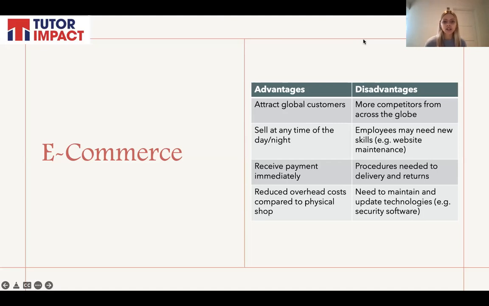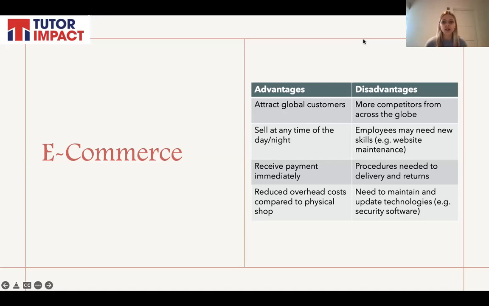And the final advantage is that you have reduced overhead costs compared to a physical shop. So you don't have that rent requirement of a website. Obviously, you have to pay for things like the domain if you do have a website, but you don't have that physical rent aspect, which is obviously very expensive normally. You also don't have other overheads such as electricity or the cost of having physical staff in a shop.